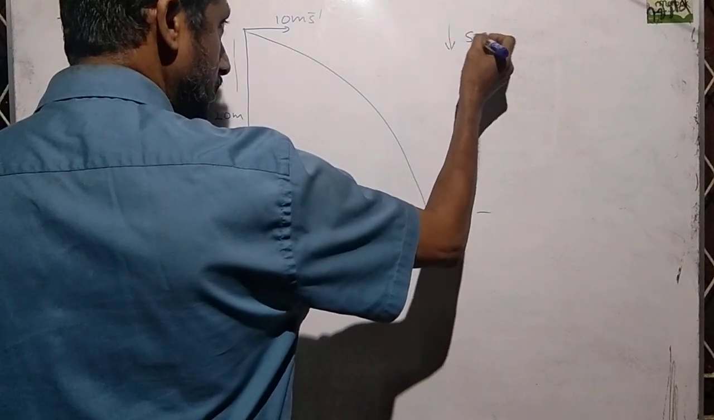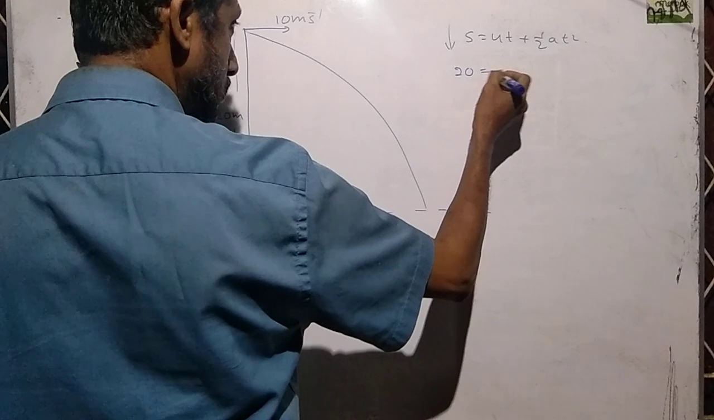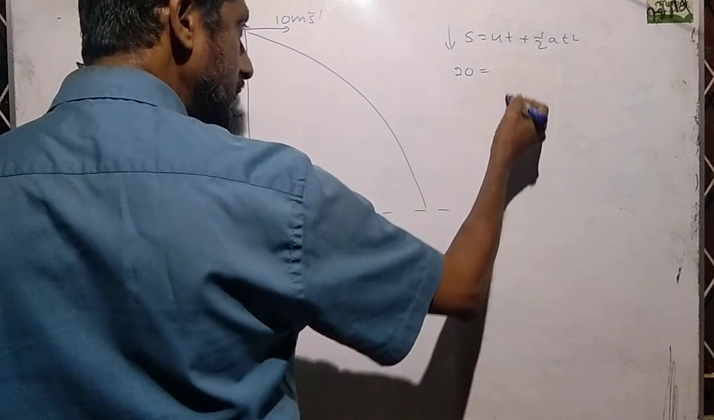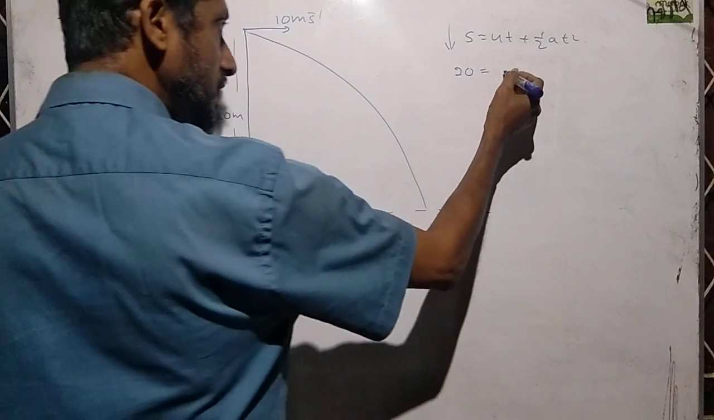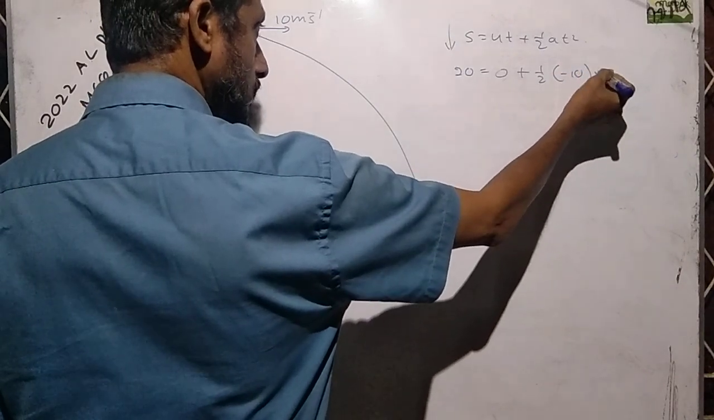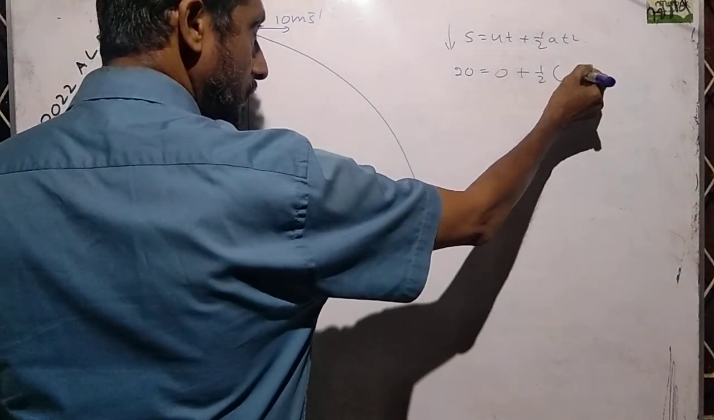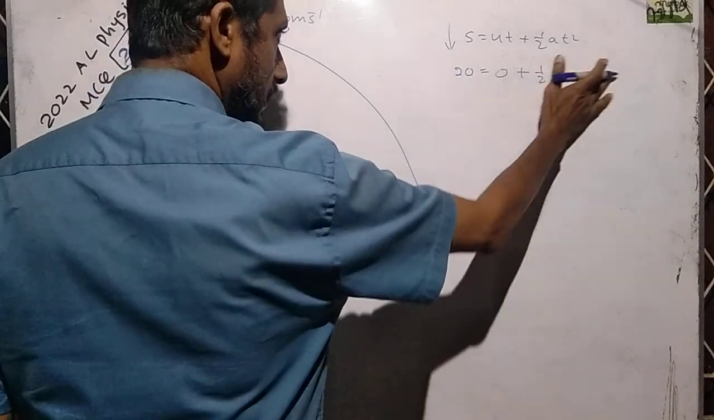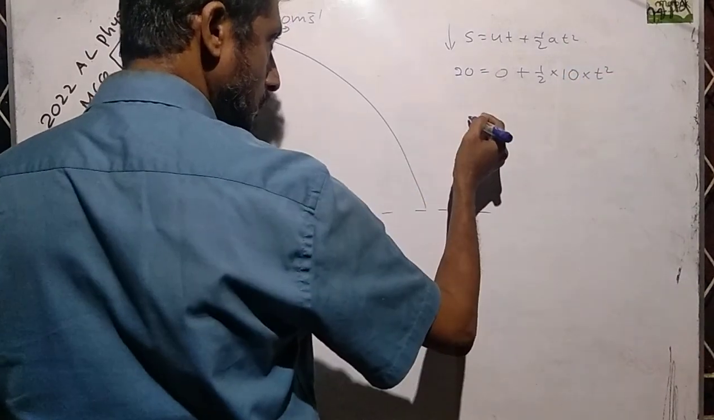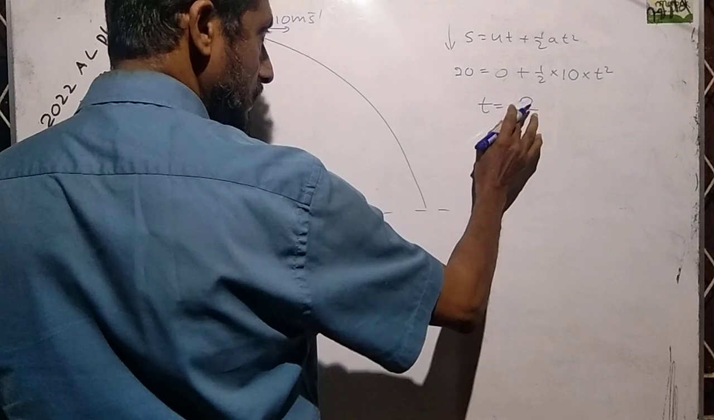I apply downward s equals ut plus half at squared. s is 20. u: there is no vertical downward velocity, therefore this term is 0, plus half into 10, gravitational acceleration is plus 10 downward, into t squared. t is equal to 2 seconds.